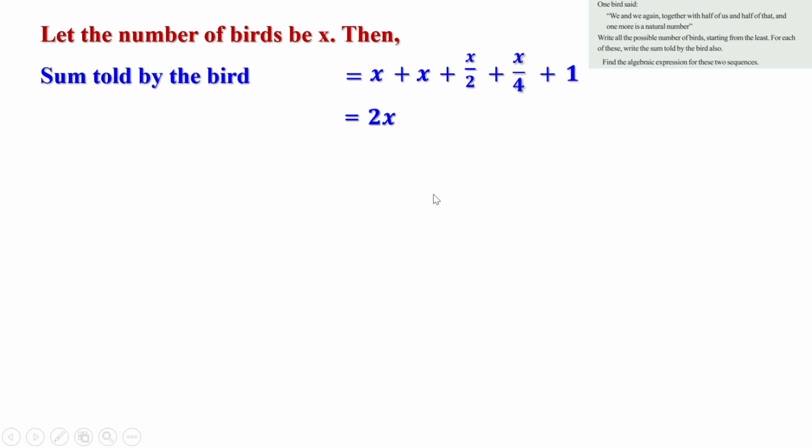We know half plus 1 by 4 is 3 by 4. So that is 3 by 4x or 3x by 4. Now this plus 1. Now let us add these two together. You know how to add fractions. Let us multiply these two, 2x and 4. 2x into 4, that is 8x plus this 3x all divided by 4. Now 8x plus 3x is 11x. So it can be written as 11x by 4 plus 1.